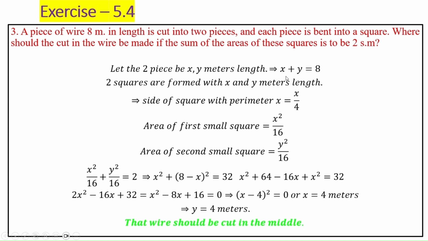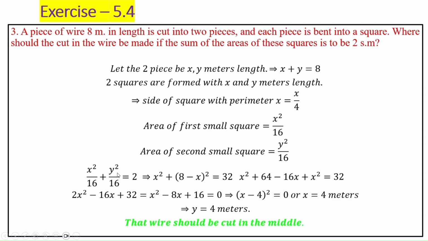Okay, so x plus y equal to 8. That is the total length of the wire. Now two squares are formed with these two wires of length x meters and y meters. That means what is x meters? For the first square, it is the perimeter of the square. For the second square, y is the perimeter of the square. So the side of the square with perimeter x is x by 4, and similarly for the second, y by 4, right? So the area of the first small square is x square by 16. Area of the second small square is y square by 16.